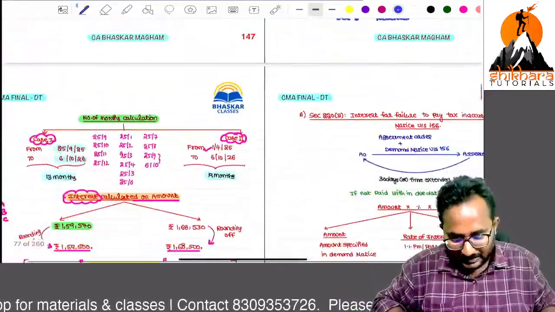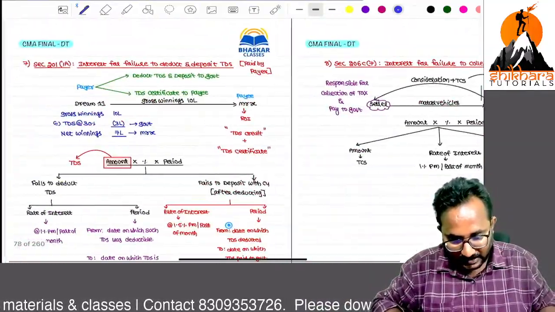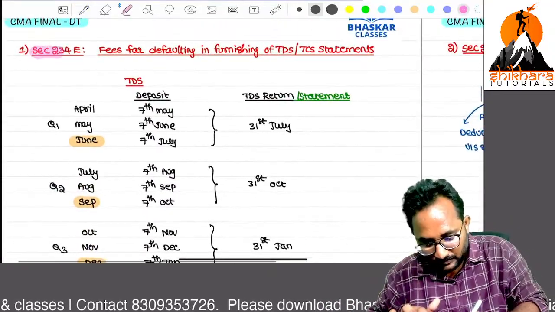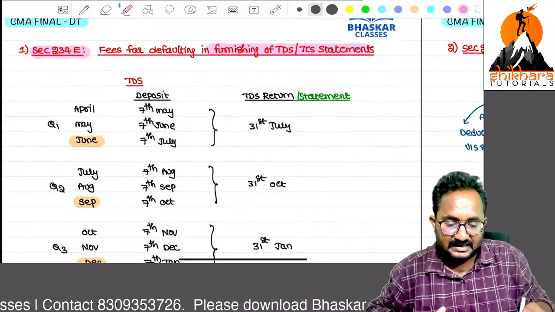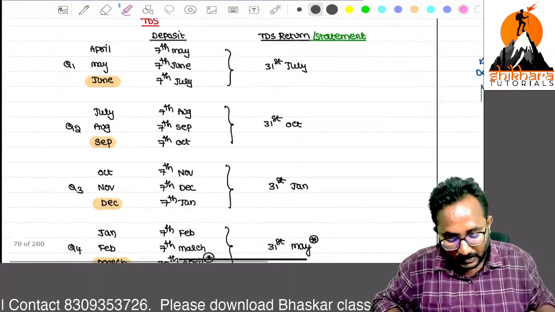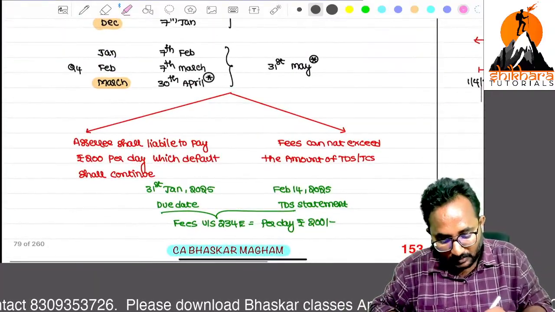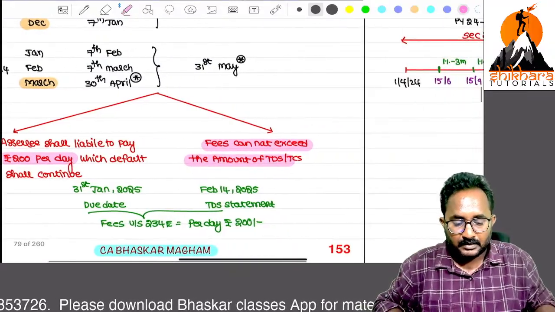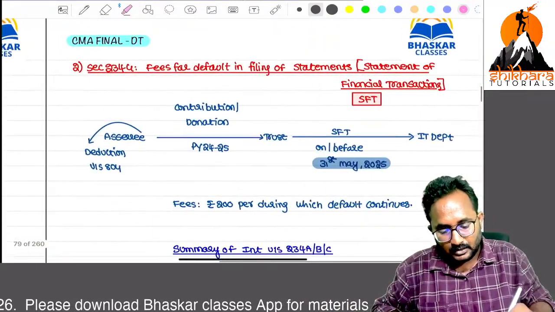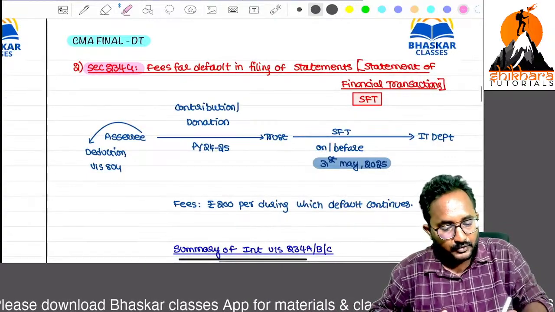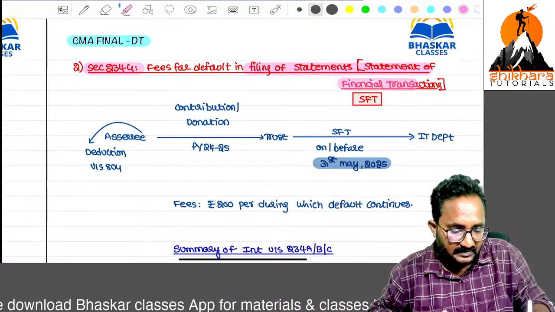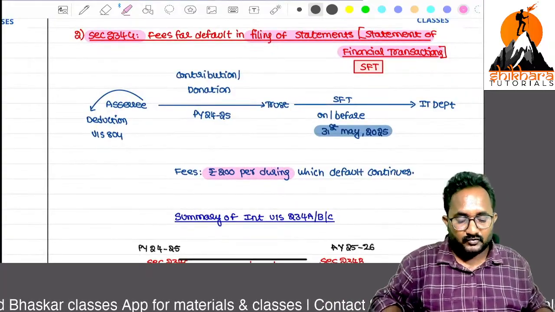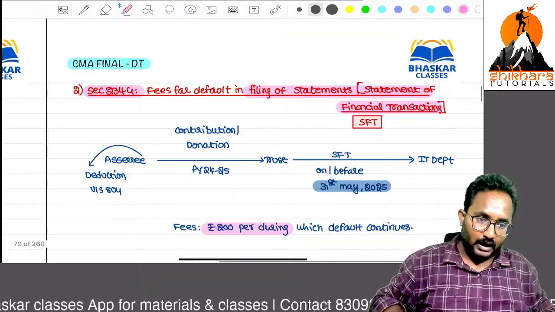Yes, regularly we are getting questions from these. I will show you 234E. If you are not furnishing the TDS and TCS statements properly, every day you have to pay how much, ma? 200 per day. The fees shall not exceed the amount of TDS. Next, 234G. If you are not filing the statement of financial transactions, here also 200 per day is there, for which the default continues. Are you clear?